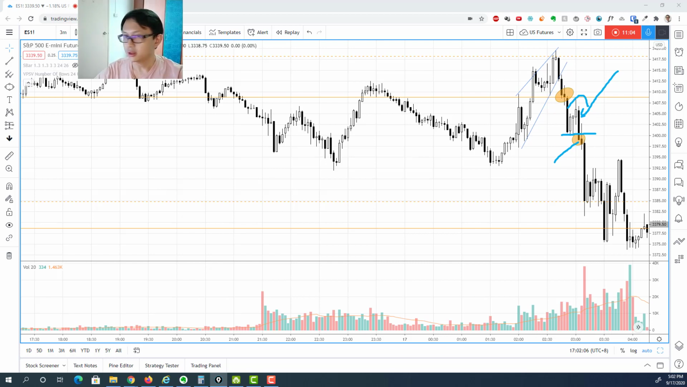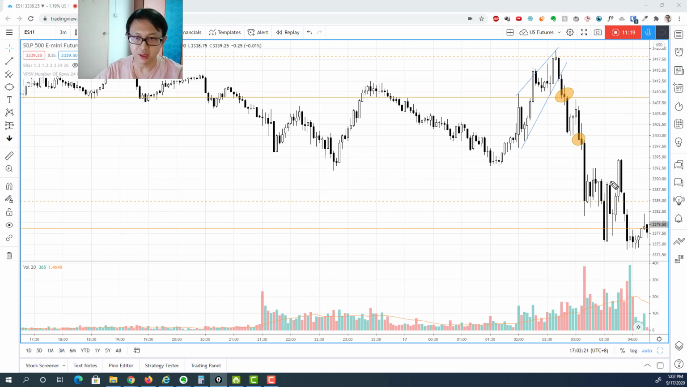So there are quite a few entries here. First entry definitely is right at this bar, after the close of this bar. Second type of entry is right after the backing up action, the weak rally, followed by the breakout.